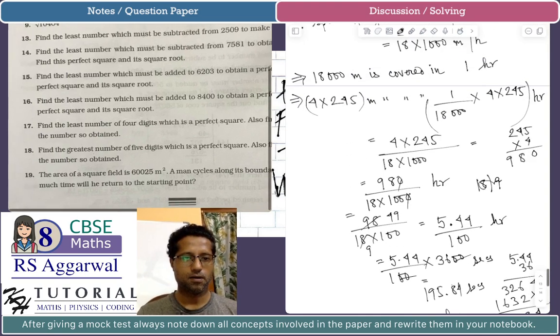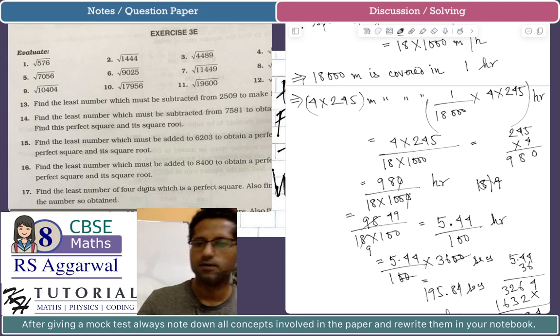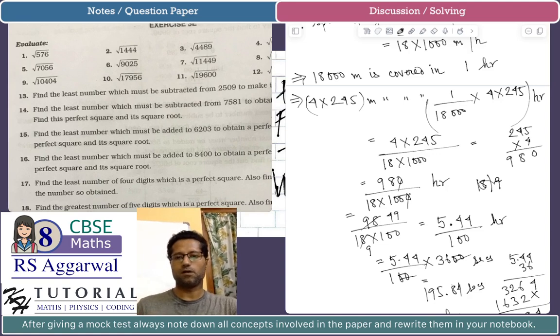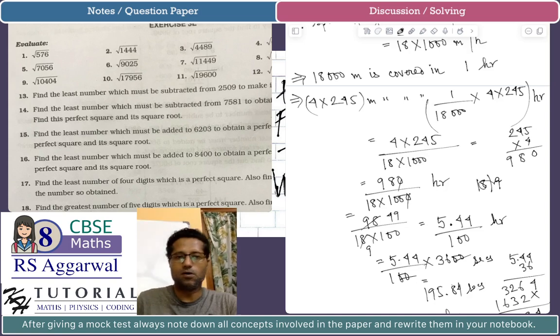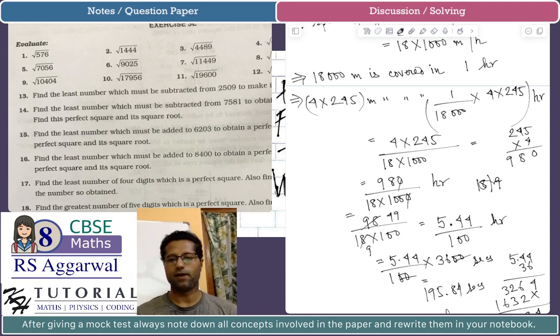So this was all. This brings to an end the solving of the problems of exercise 3E. So finding the square root of a perfect square using the long division method is what we learned in this video. And also, if a given number is not a perfect square, using the long division method, how do we find the least number that must be added to the given number to make it a perfect square, and the least number that must be subtracted from the given number to make it a perfect square.